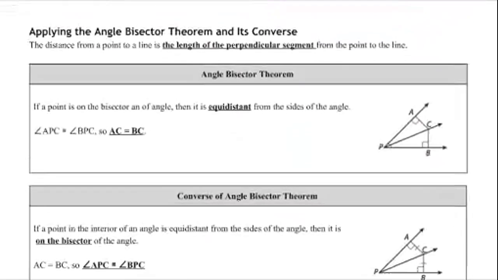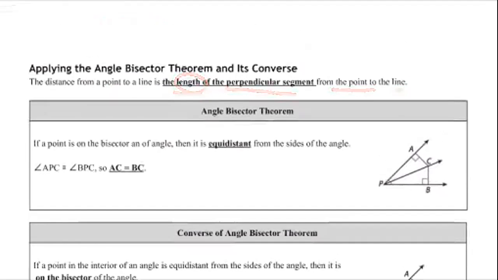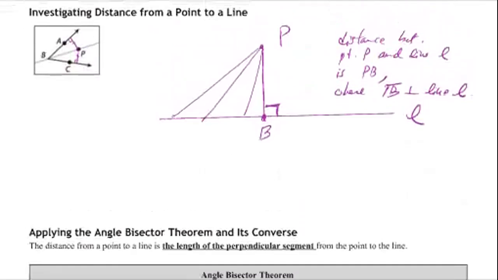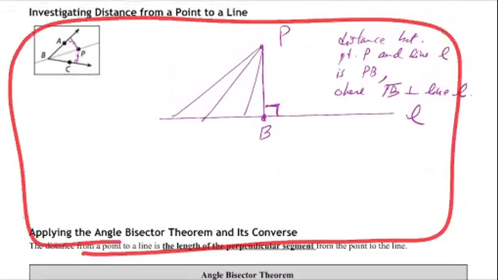So we have the angle bisector theorem over here, guys, but before that, we need to do what we just did. The distance from a point to a line is the length of the perpendicular segment from the point to the line. That's the very succinct way of describing what we just did right here, guys.